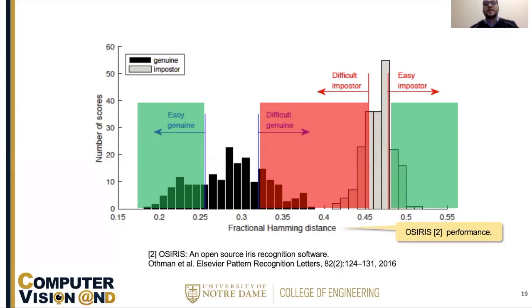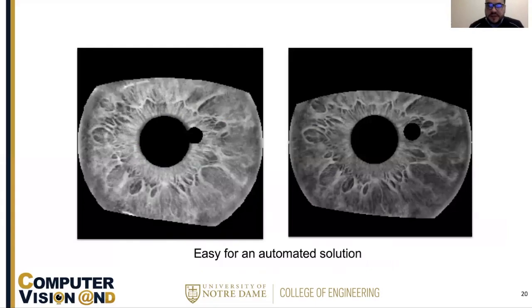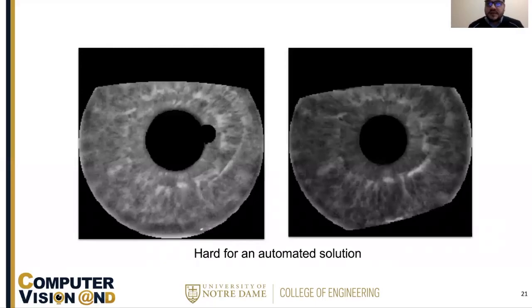So this is how we categorized it, easy and hard cases. And here's an example of an easy case for Osiris. So it's really easy to figure out that it's the same iris. So you see crypts and they are in the same position. So really clear that's the same eye. And here's another example of a hard case for Osiris of the same iris.